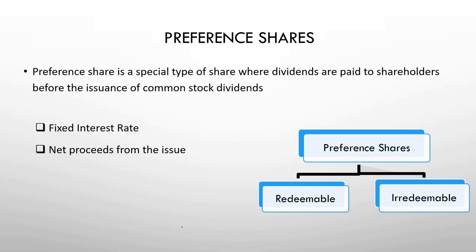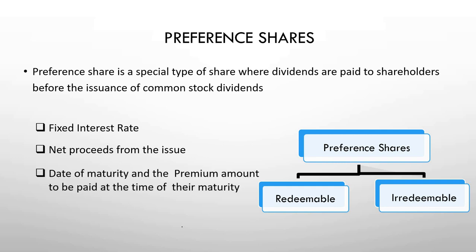Net proceeds, in other words, is whatever inflow is there while issuing preference shares minus whatever the outflow. Outflow will be in the form of your discount. You can say discount is your outflow. You can say your floating cost is your outflow. And your inflow will be face value plus premium, or face value minus discount.